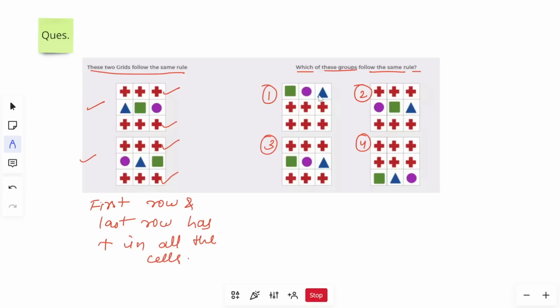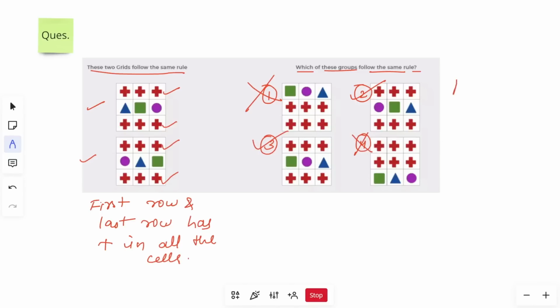Now let's see this first option. In the first option, the first row does not have the plus in all the cells. Let's see the second option. Yes, it does have, so we can say this is following the logic. The third image is also following it, so we can say this is also following the logic. And the fourth is again not following the logic.